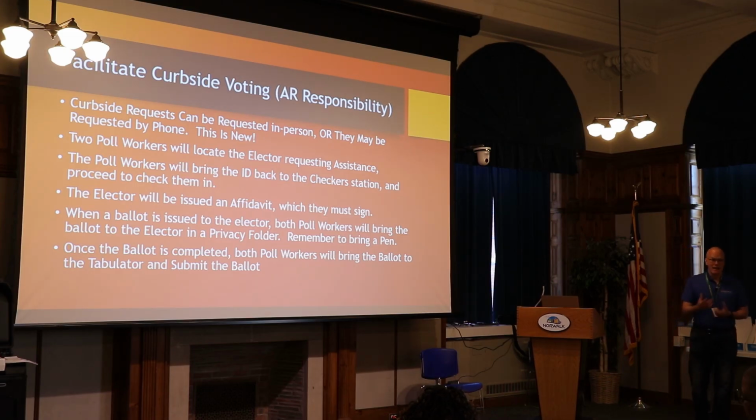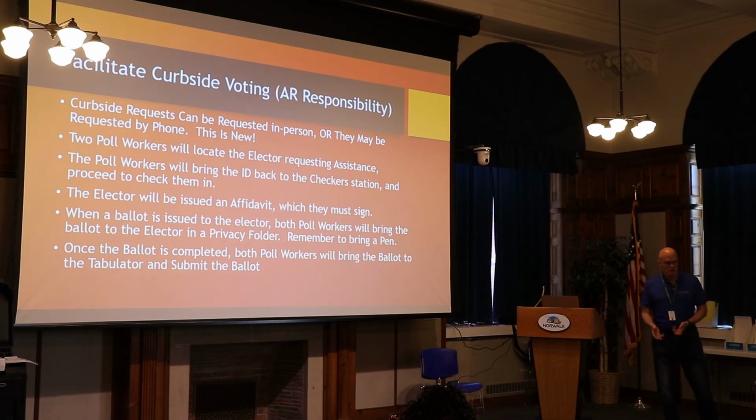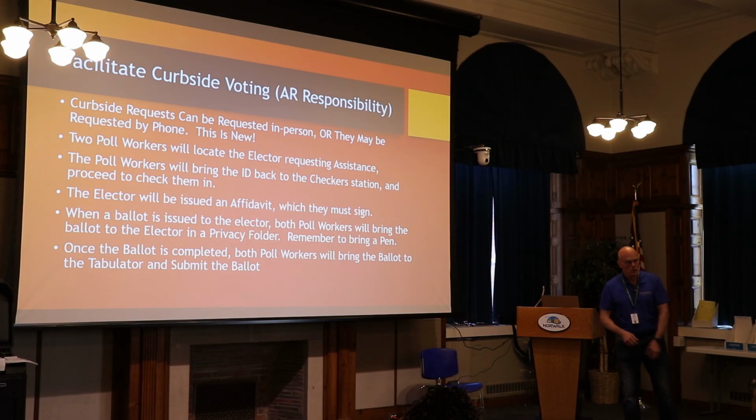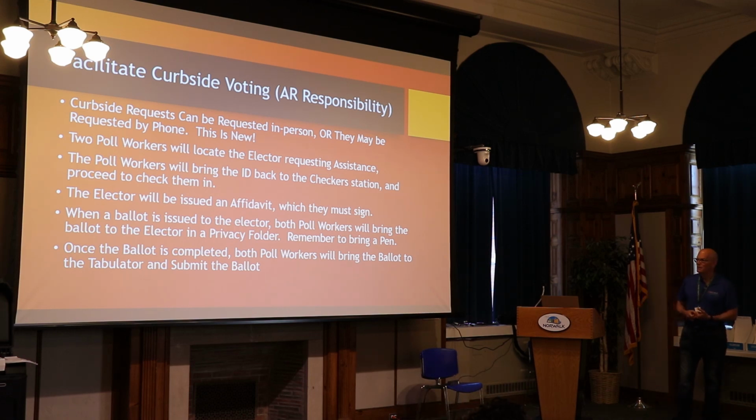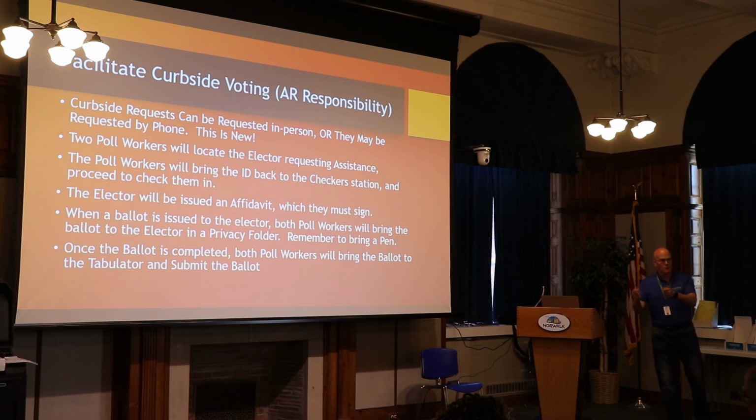The elector will be issued an affidavit, just like everyone else. Okay? And that affidavit will be brought back to the car with a clipboard. Please remember to bring a clipboard, and an I voted sticker, right? Which they have to sign. Once they sign the affidavit, you can bring the affidavit back, have the ballot clerk issue them a ballot just like normal. We bring out a privacy folder with a clipboard, privacy folder, and the I voted sticker.